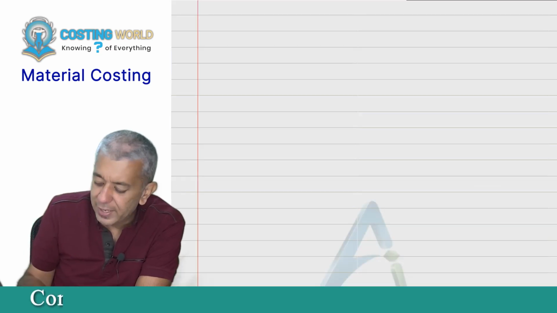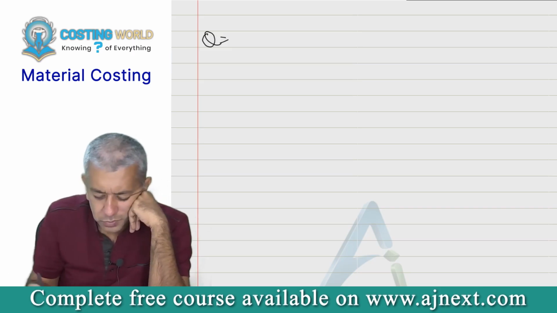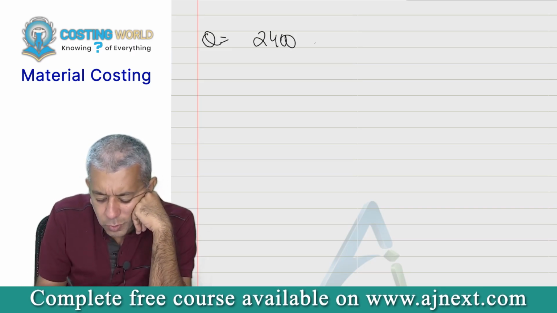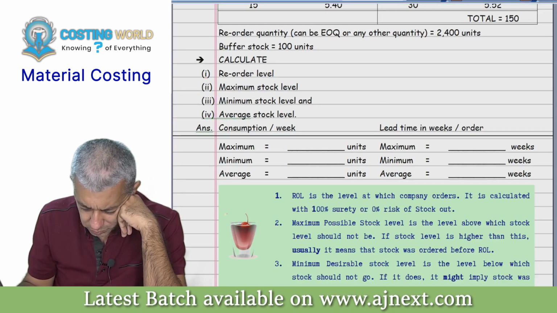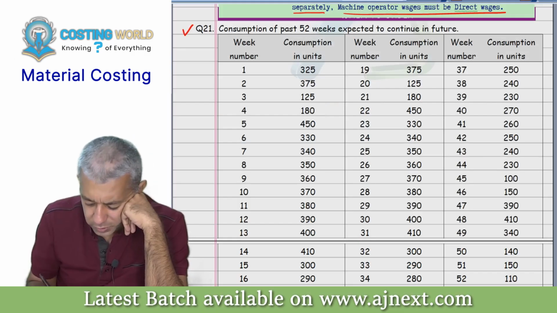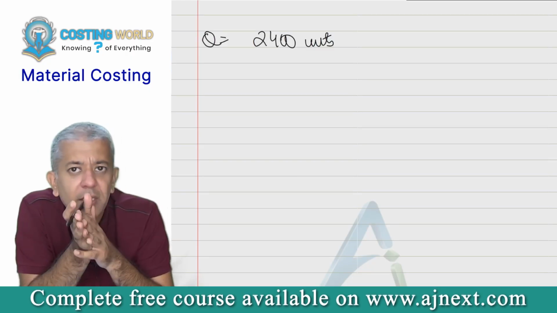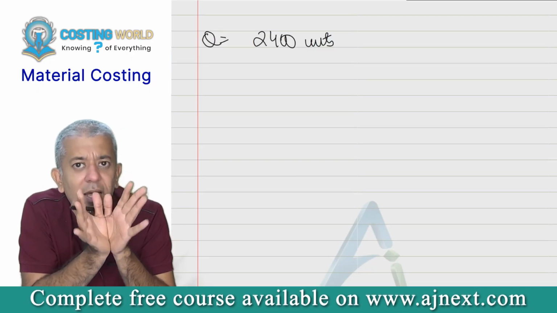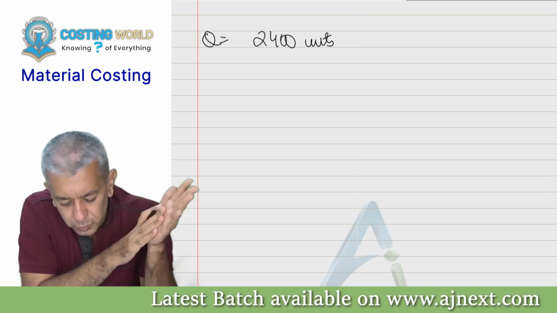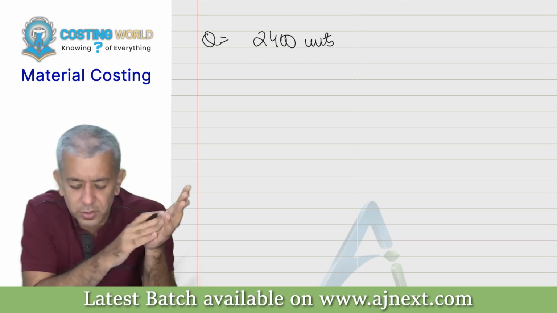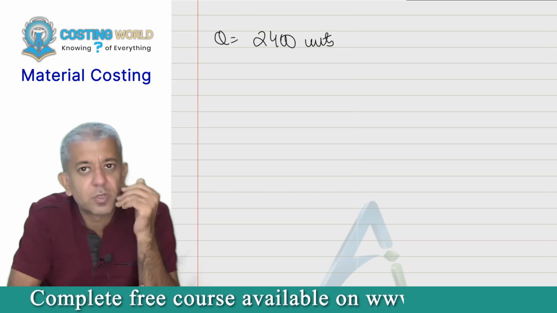Suppose I did all my calculations and I found out Q. Suppose that was 2400 units. Now what is 2400? This is the quantity of raw materials that I order at one time. This is Q for us, 2400 units. Now listen very carefully. Q is 2400 units.